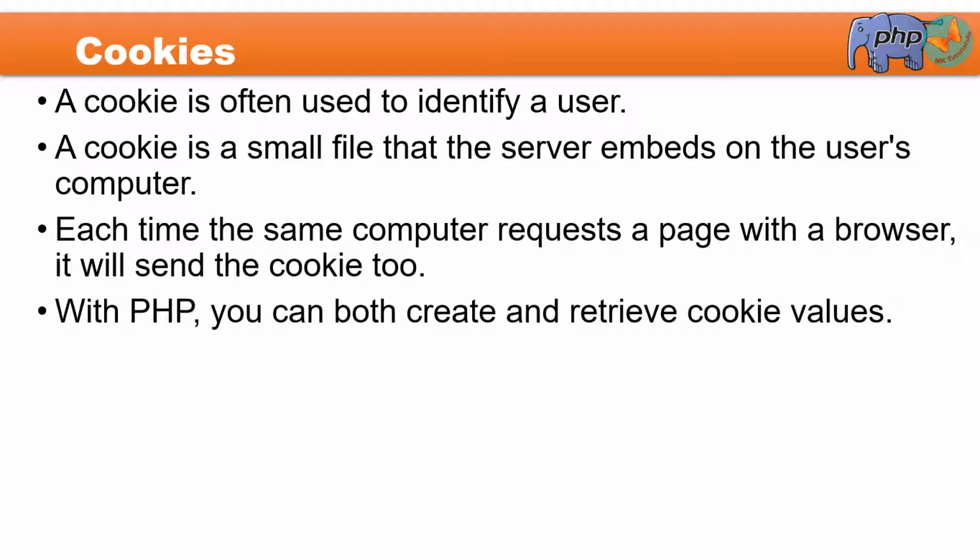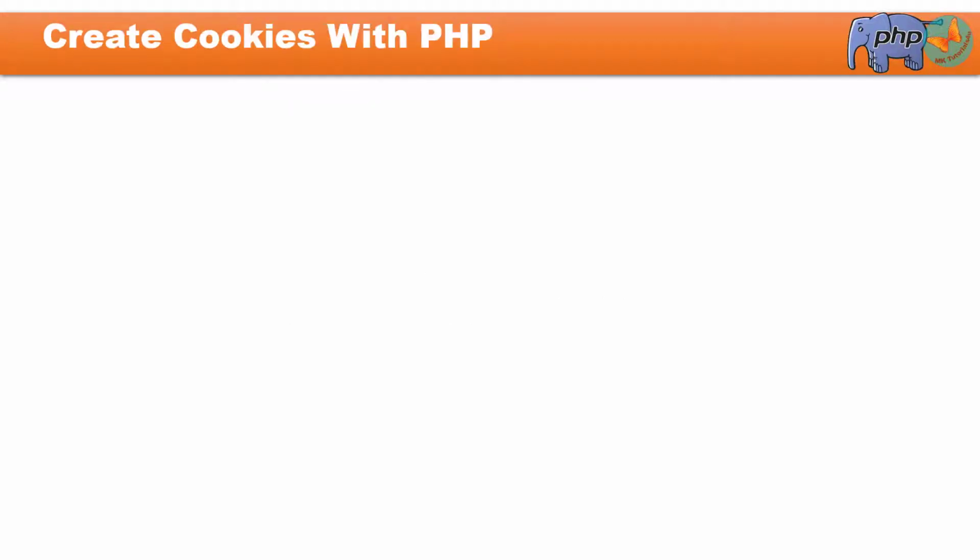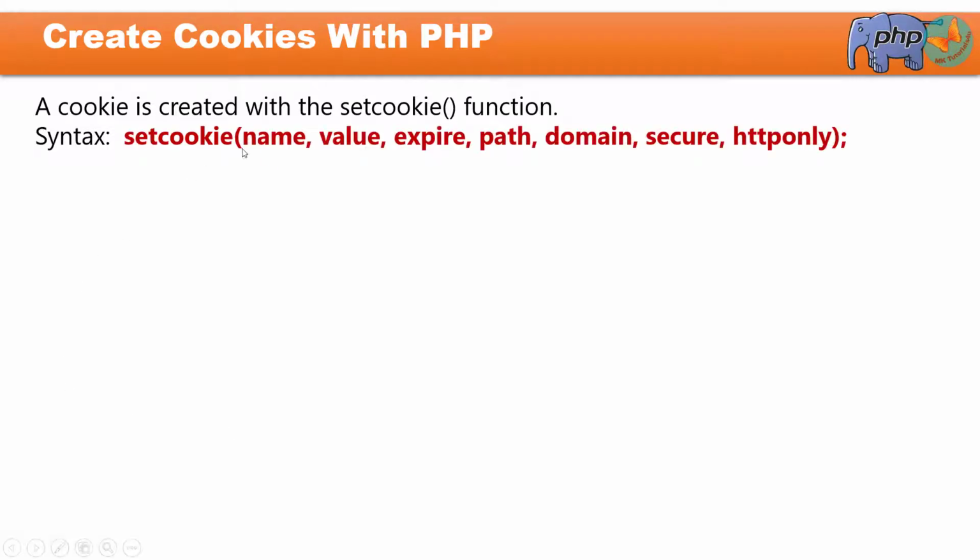So let us see how these cookies are actually created. For creating cookies, we are going to make use of a function called the setcookie function. So let us see what the different parameters of this setcookie function are. As you can see in the syntax, the first parameter is name, second is value, then expire, path, domain, secure, and HTTP only. Now let me explain all these different parameters in detail.